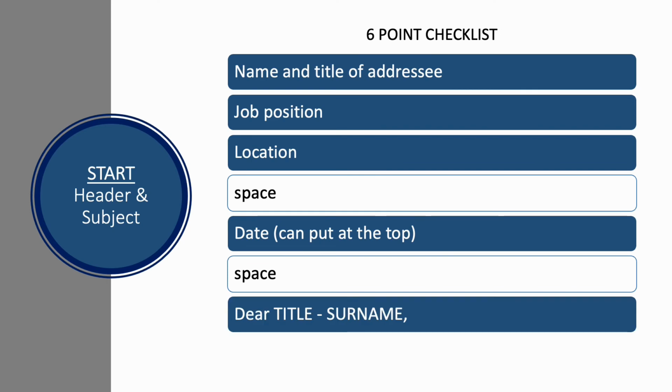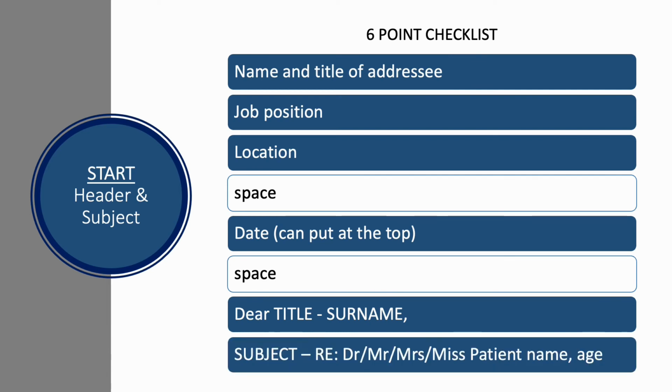Followed by another space. Fifthly, you start the letter by writing Dear, title, and surname of the reader. And then lastly, we have a subject line, which is subject - RE, and then followed by the title, then the patient's name, and then their age or date of birth.